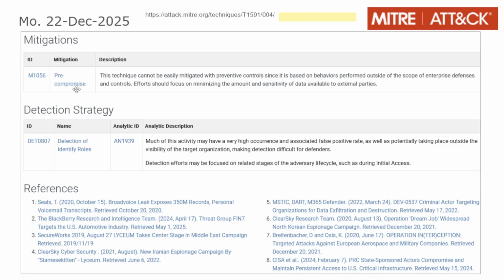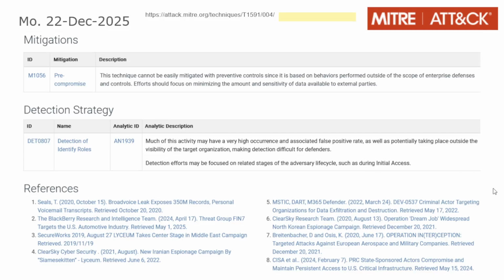So what do we have? Mitigation and detection, as usual: efforts should be focused on minimizing the amount of information you share. There's not much you can do about that. Same for detection. Focus on initial access, the next step. You can't detect or mitigate much of reconnaissance because a lot of that information might come straight from the newspaper.